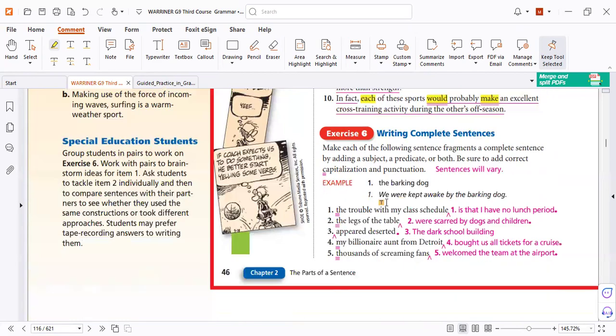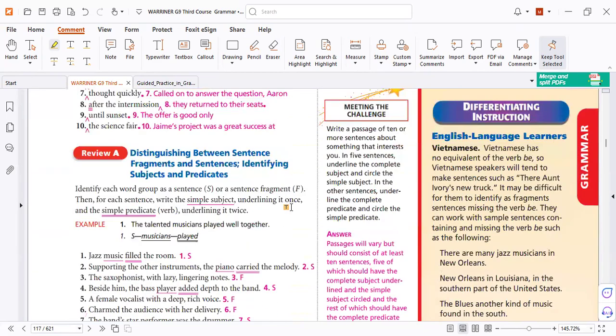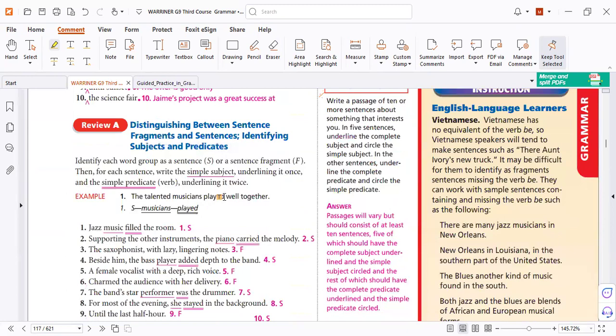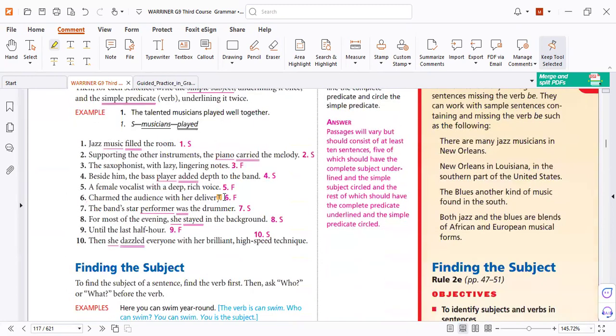Here are some exercises to revise at home, and here are a lot of exercises. But now we need to check why this one is a fragment. Simply, we have a conjunction at the beginning, so we need two clauses. There are no clauses, and that is not a clause. There is no subject or verb, so it's a fragment. So here the answer is fragment.